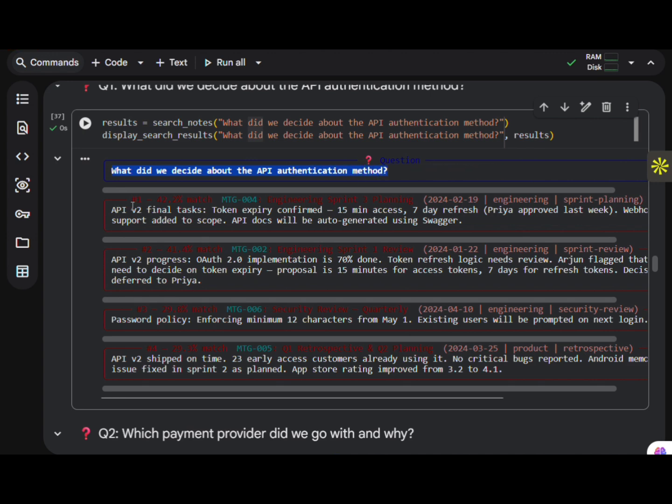So as you can see, 42.2% match, we found something in the document. What it is saying, token expiry confirmed, 15 minutes access, as you can see. So this is the nearest match it could find. If it had a closer match, let's say if it had more about API, or something more about authentication, then this number would be even higher.